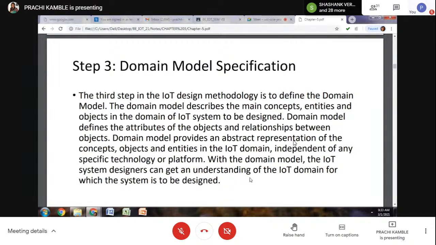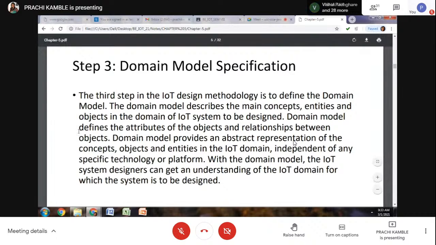The next is a domain model specification. This is the third step in the IoT design methodology, and it defines the domain model. The domain model describes the main concepts, entities, and objects in the domain of the IoT system to be designed. So this is very important.